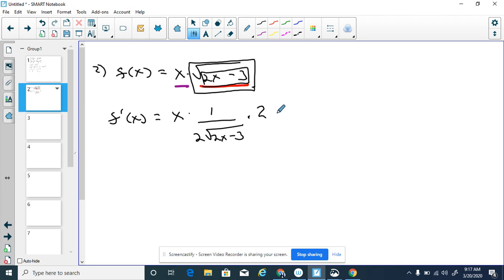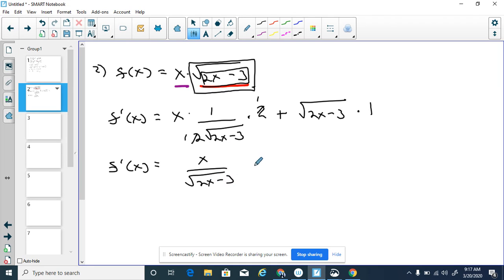Then we go plus, that was just first times the derivative of the second. Then plus second times the derivative of the first, and the derivative of x is just 1. You can spruce this up a little bit. These factors of 2 are going to cross out. So you're going to get x over radical 2x minus 3 plus radical 2x minus 3.